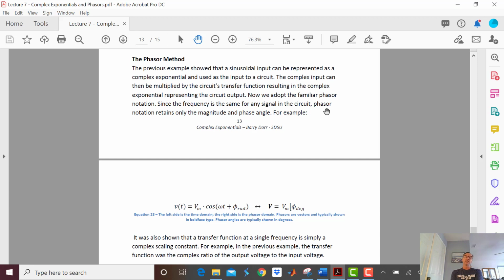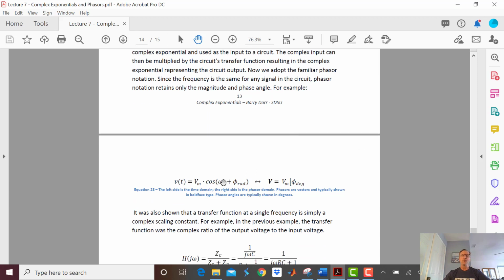Since the frequency is the same for any signal in the circuit, phasor notation retains only the magnitude and phase angle, right? A phasor just has a magnitude and a phase angle because the frequency of all the signals in the circuit will be the same as the input. So we draw our little line for phasor relationships, which now you understand. You can do this from first principles pretty easily, but we're going to streamline things and show our little equivalent symbol here.